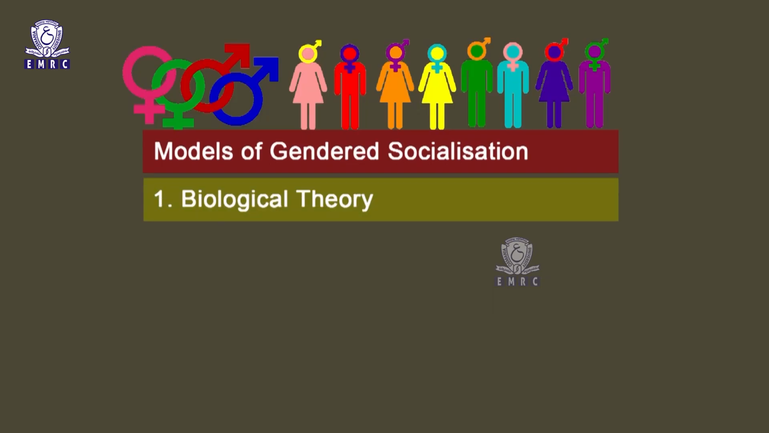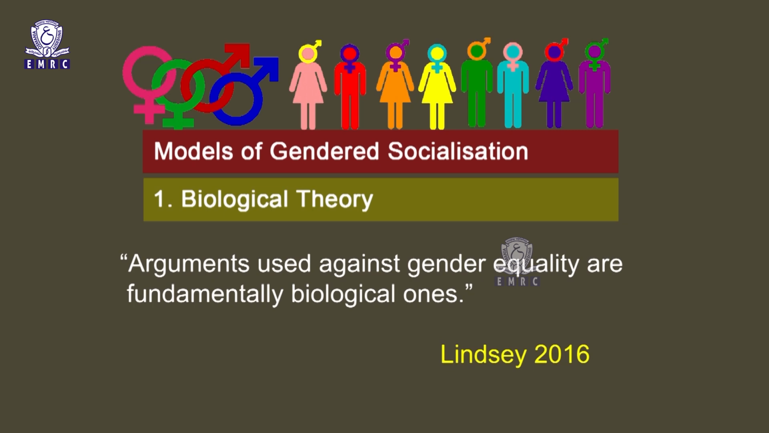Let us now discuss different models of gendered socialization. First is biological theory. In this theory, biological differences between women and men are the main factors for explanation of gender socialization. This theory emphasizes gender identity formation based on sex and does not define sex and gender separately. So, biological theory arguments used against gender equality are fundamentally biological ones.